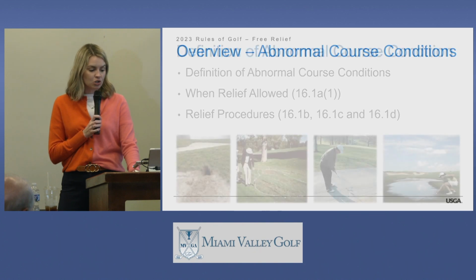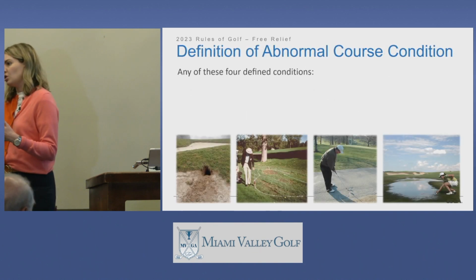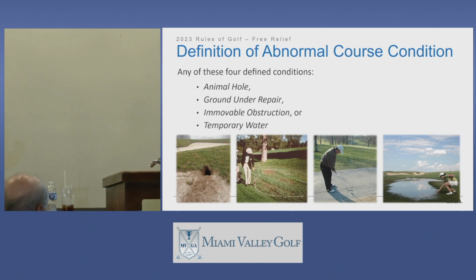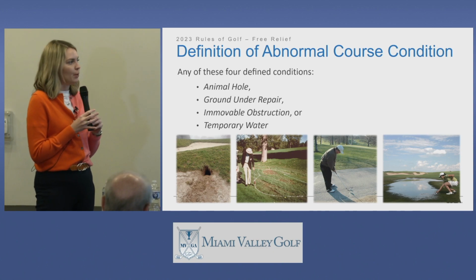Abnormal course conditions, we often call this an umbrella term. It lets us refer to all 4 of these specific things at once, so we don't have to list them out each time we're talking about them.